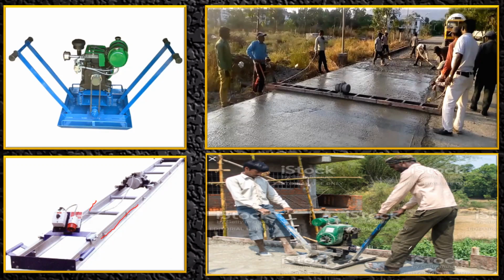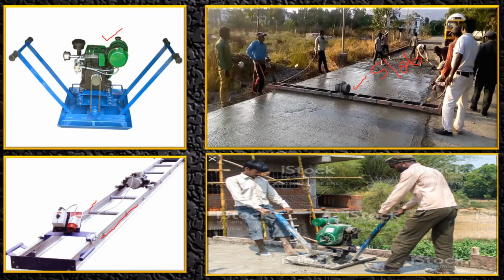Similarly, this is another one. Usually we use this even in the slab. If you are seeing the construction of a slab, we make use of this too. This is also a surface vibrator which is used in the slab. You can see these people placing the slab here and over that you run this. So these are the different ways of doing the vibration.